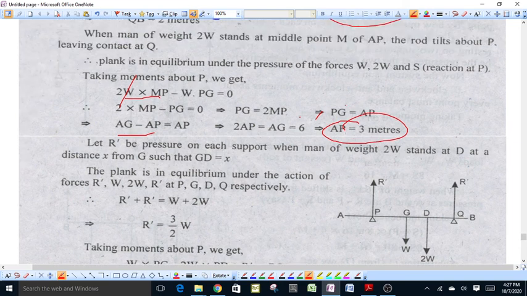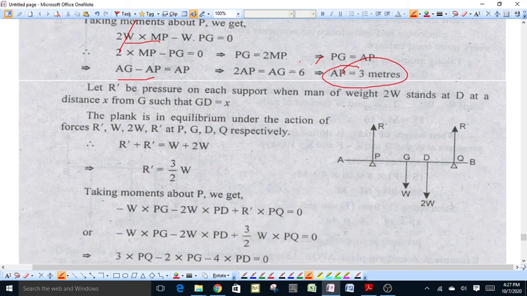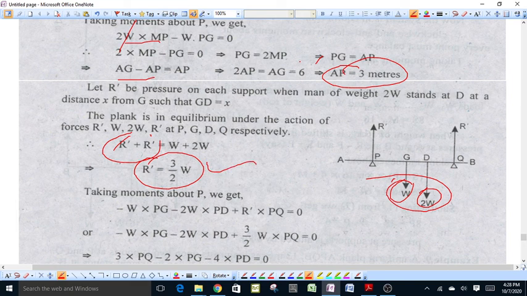Now suppose that R dash is the pressure on each support when the man of weight 2W stands at D, at a distance x from point G, such that GD is equal to x. The plank is in equilibrium under the action of the forces W at G, 2W at D, R dash at P and R dash at Q respectively. Then the sum of vertically upward forces is R dash plus R dash. This is equal to W plus 2W, which is 3W. This means R dash is equal to 3 by 2 W.